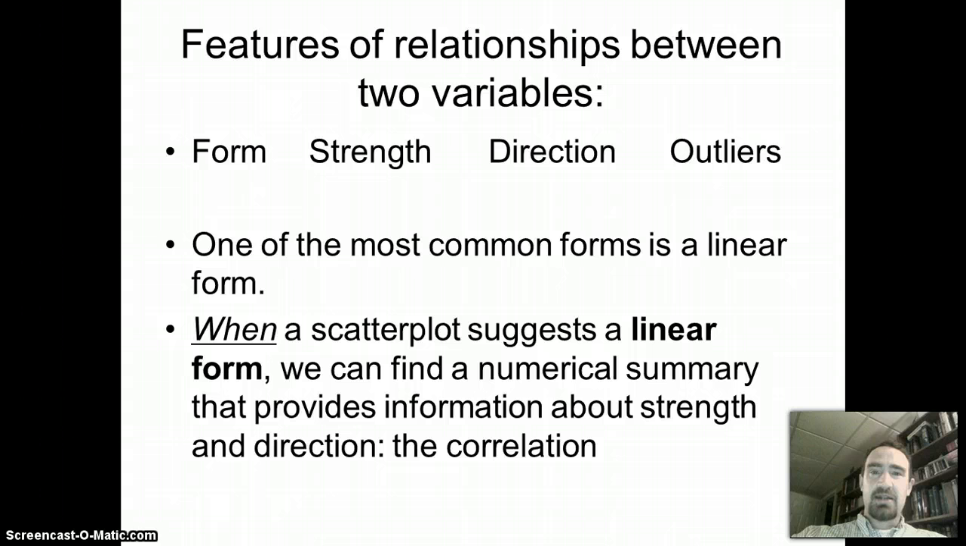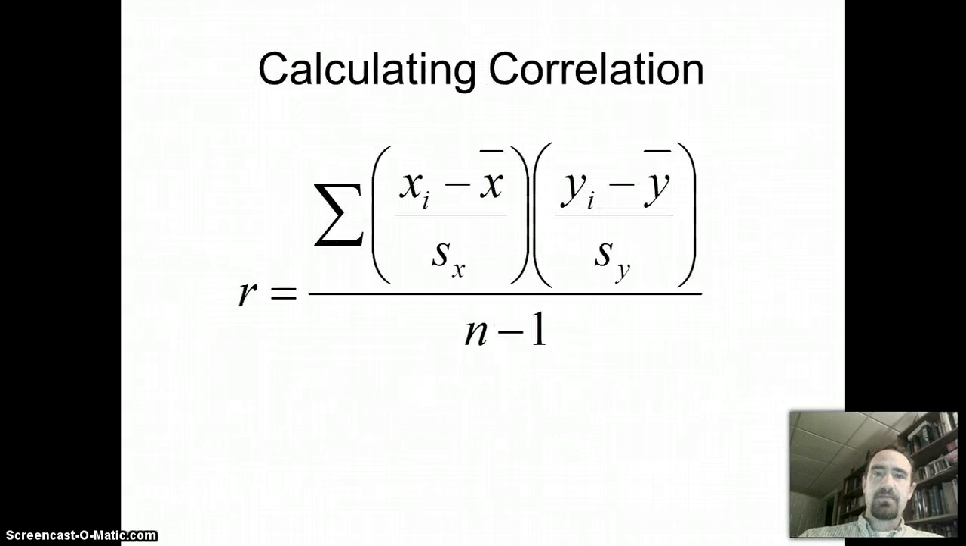When we look at a scatter plot and it suggests that we have a linear form, we can find a really nice numerical summary that gives us valuable information about the strength and the direction of the relationship, and it's called the correlation. How do we calculate the correlation? Well, here's the formula for it. One thing to note is that we label the correlation with r.